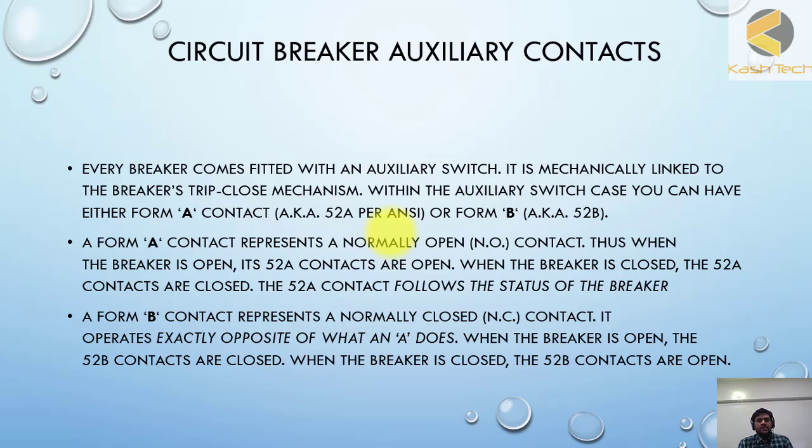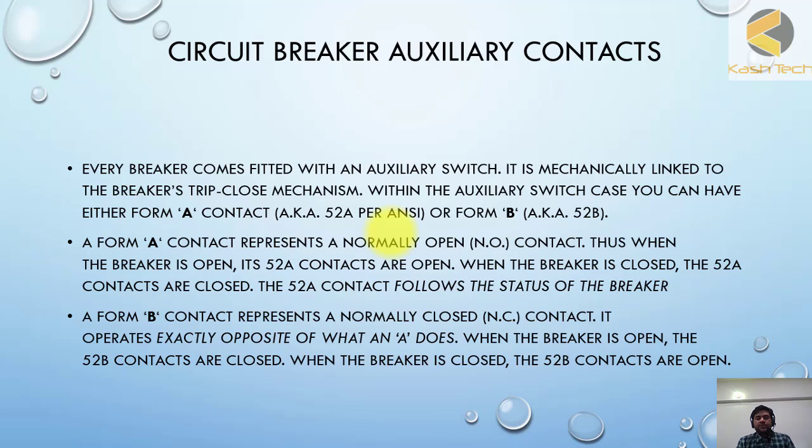Every breaker comes fitted with an auxiliary switch. It is mechanically linked to the breaker trip close mechanism. Within the auxiliary switch case, you can have either form A contact, 52A, or form B contact, 52B. A form A contact presents a normally open contact. Thus, when the breaker is open, its 52A contacts are open too. When the breaker is closed, 52A contacts are closed. The 52A contact follows the status of the breaker.